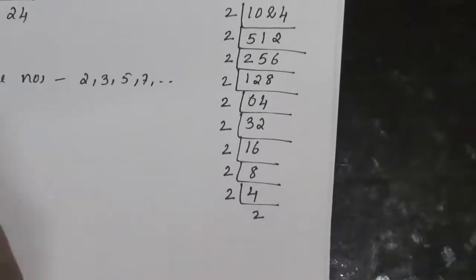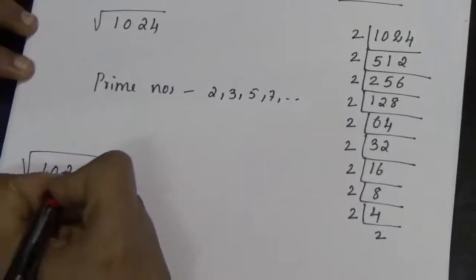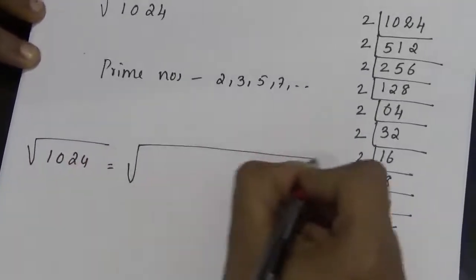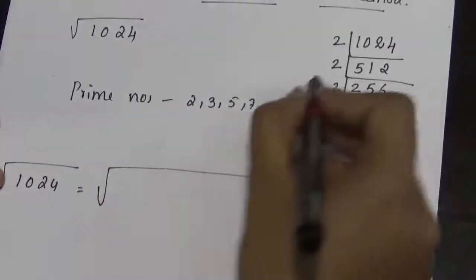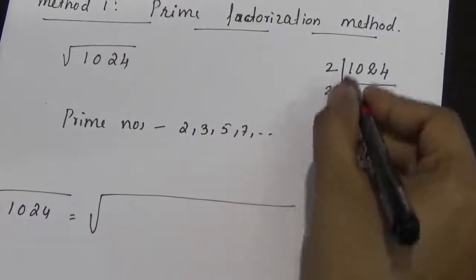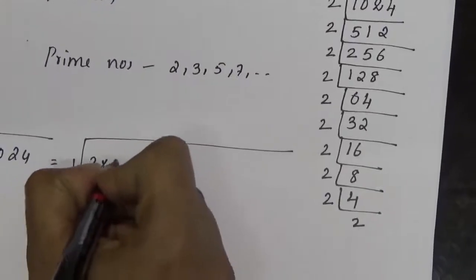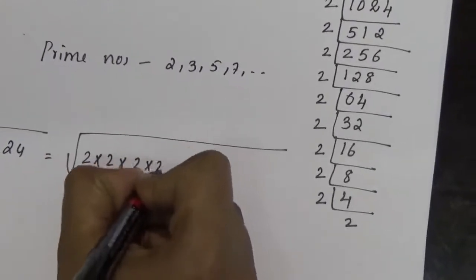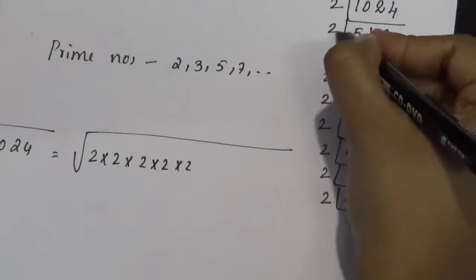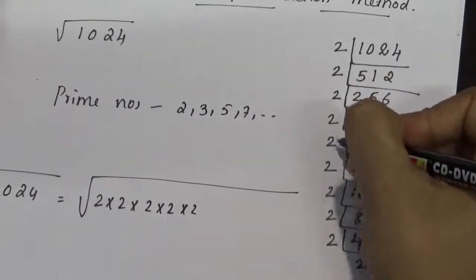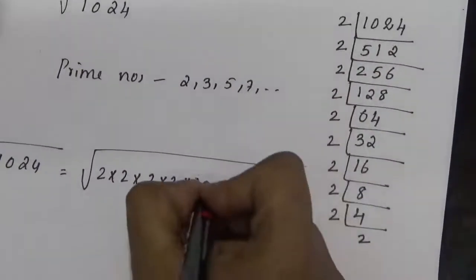So 1024 can be written as 2 into 2 into 2 into 2 into 2, and so on. Let me write those 2s here. So we have 2 into 2 into 2 into 2 into 2. How many 2s are there? 10 2s are there.